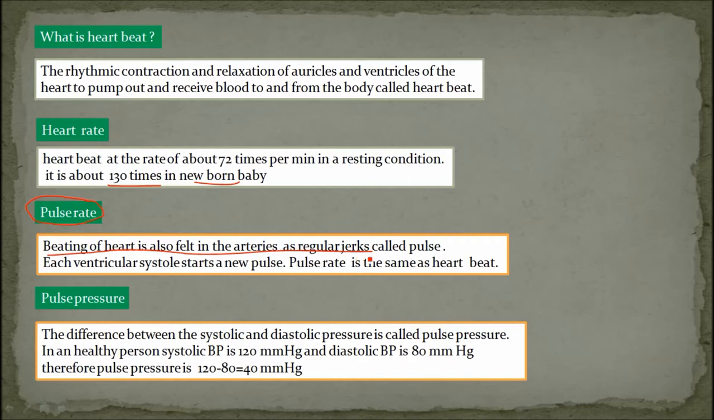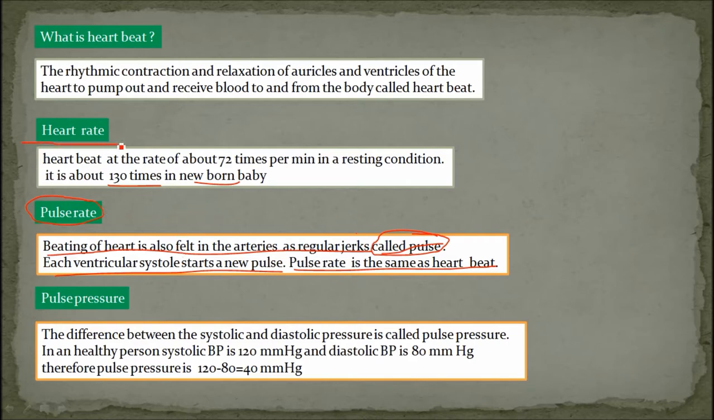Normally we have seen physicians hold our hands and check our pulse rate or pulse beat. This pulse beat is how the blood flows through the arteries from the heart. Each ventricular systole starts a new pulse. Obviously, when the left ventricle contracts, it pushes fresh blood into the aorta, which distributes the blood to the different arteries. So at ventricular systole, one new pulse is generated. And the pulse rate is the same as the heartbeat, because when one heartbeat completes, please try to understand, one cardiac cycle completes.